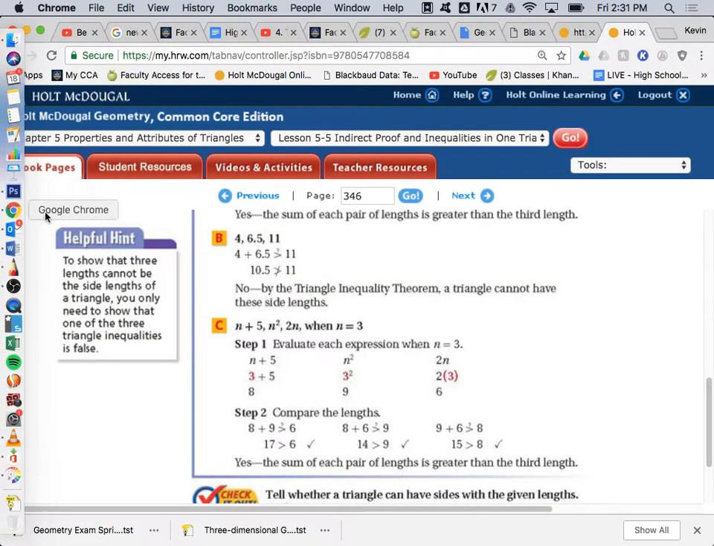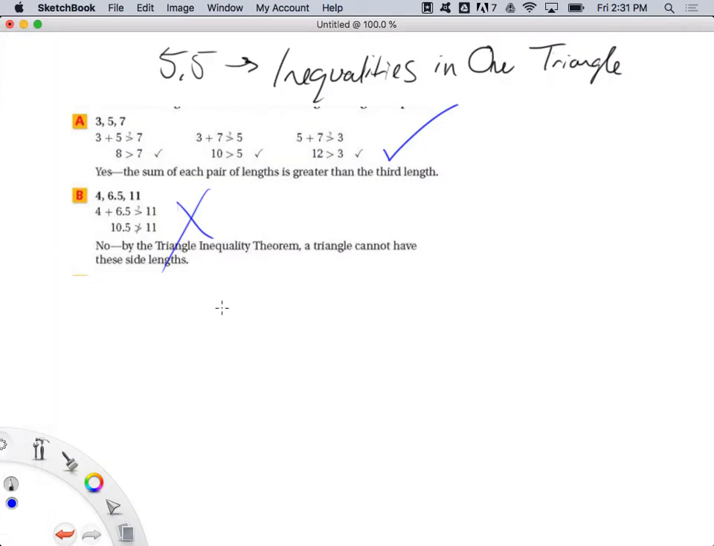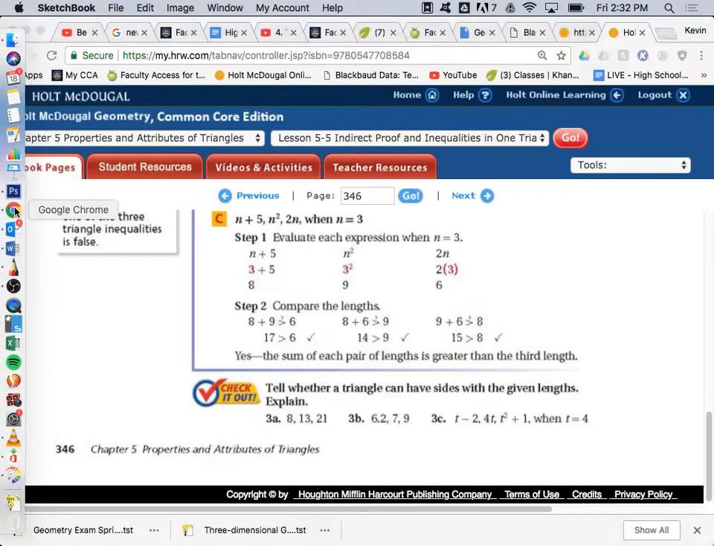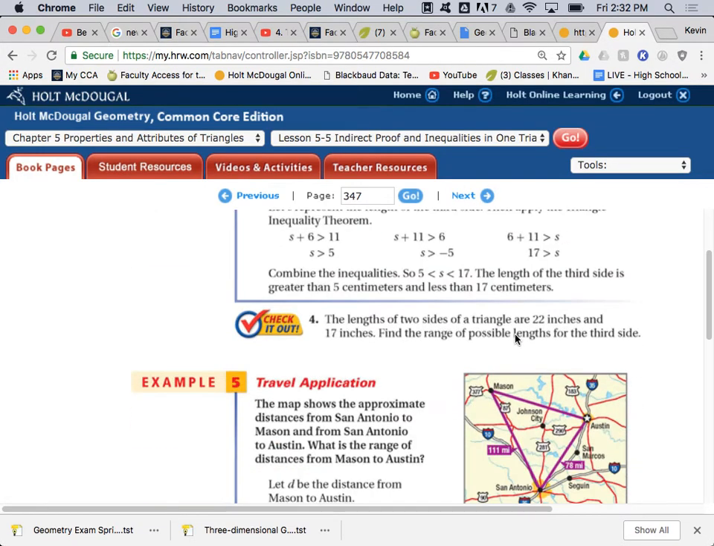All right. Next. It might say tell whether a triangle can have the given sides. So let's take a look at this example. This example says 8, 13, and 21. If I do 8 plus 13, I'm trying to see if it's bigger than 21. Well, 8 plus 13 is 21. Is 21 bigger than 21? No, so that can't be a triangle. You see that? Does that make sense to you guys? Any questions on that? Okay, cool. So that's that one.